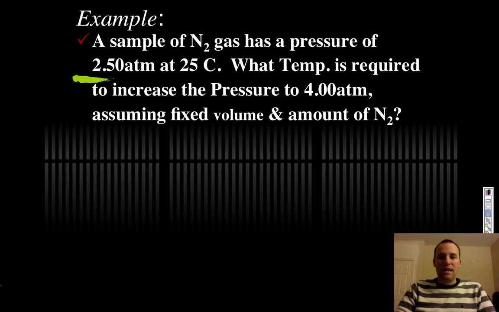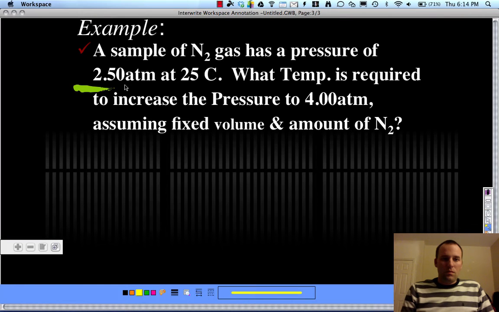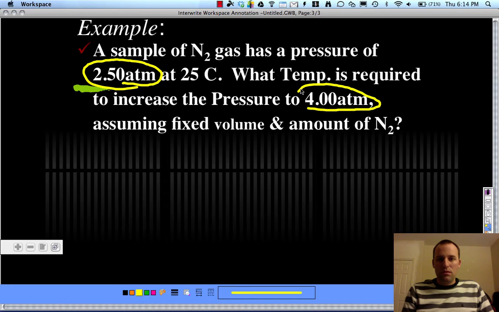A sample of nitrogen gas has a pressure of 2.5 atmospheres at 25 degrees Celsius. What temperature is required to increase the pressure to 4 atmospheres, assuming fixed volume and amount of nitrogen? So what's going on here is we have two pressures, 4 atmospheres and 2.5 atmospheres. Let's go ahead and circle those so you can see we have 2 pressures.